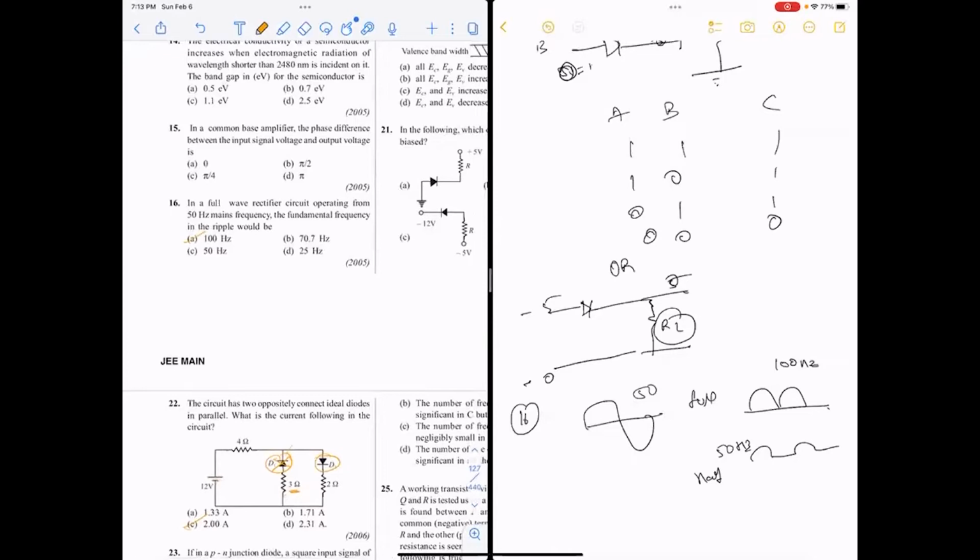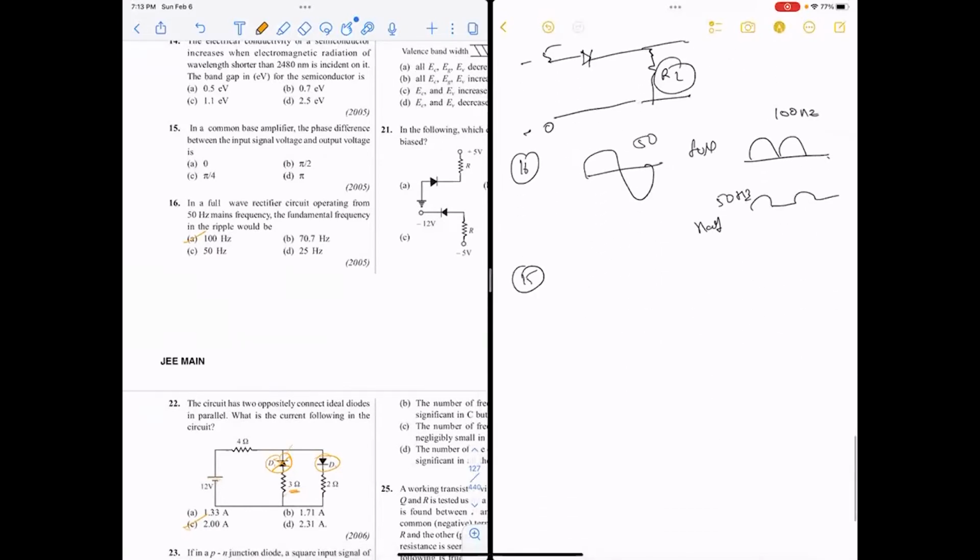In a common base amplifier, the phase difference between the input signal voltage and output signal voltage, 15th. Common emitter is different from common base, guys. Right? So in this case, output is in sync with the input. As you increase the input voltage, your output will also increase. Am I right or not? So in this case, output will also increase.